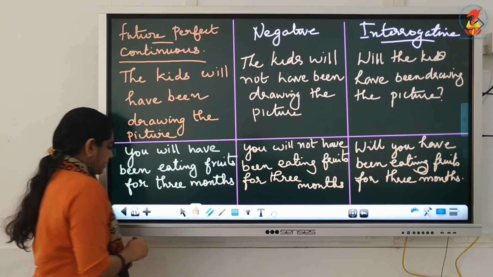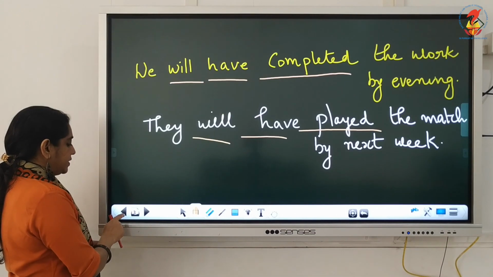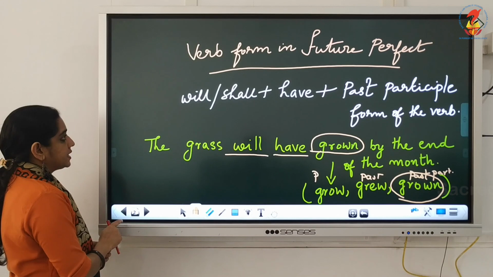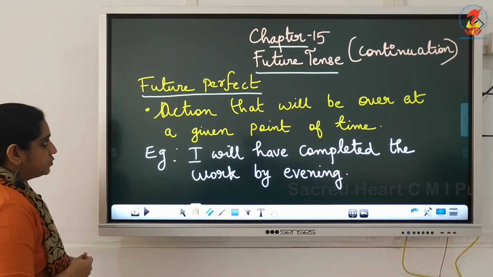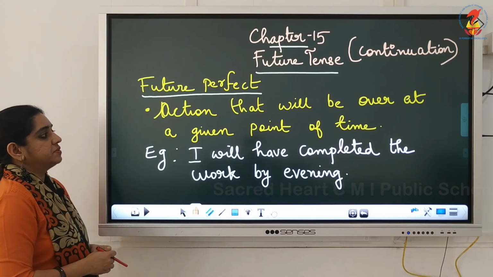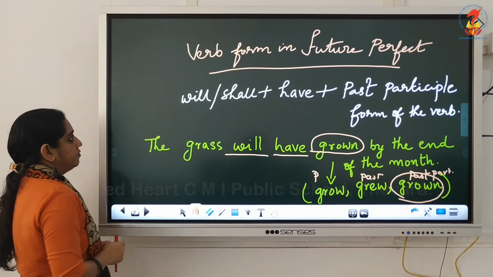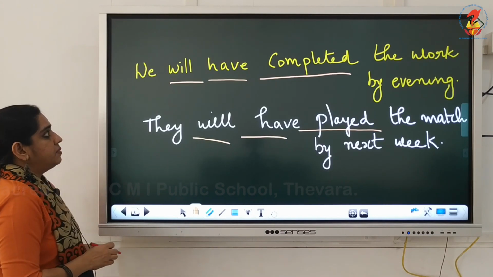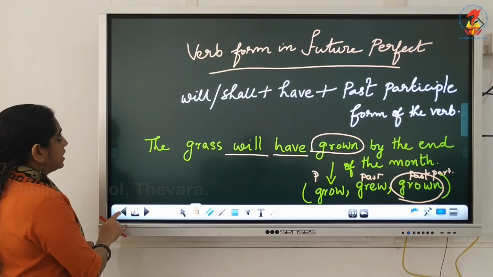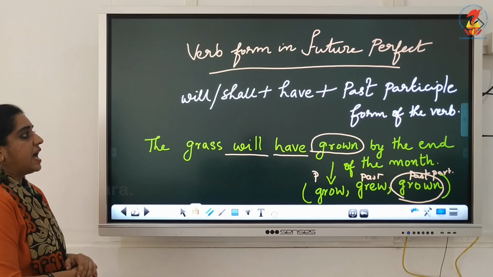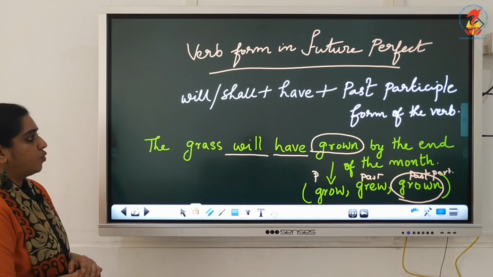Now children, let's revise what we have studied in this video. In this video we studied future perfect as well as future perfect continuous tense. Future perfect is used for an action that will be over at a given point of time. I will have completed the work by evening. Verb form is will or shall plus have plus past participle form of the verb. The grass will have grown by the end.